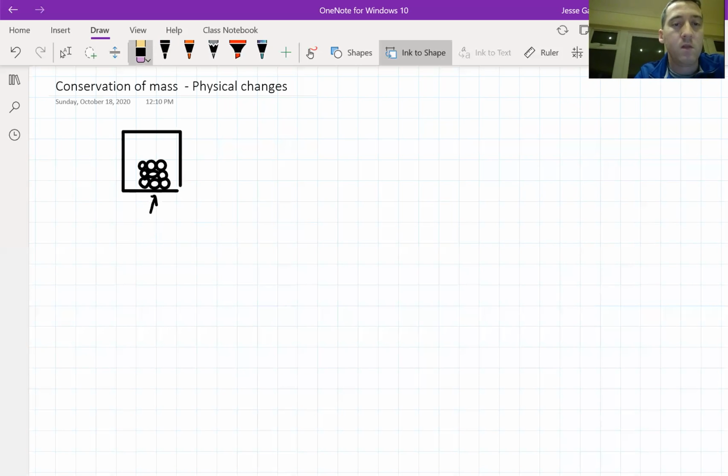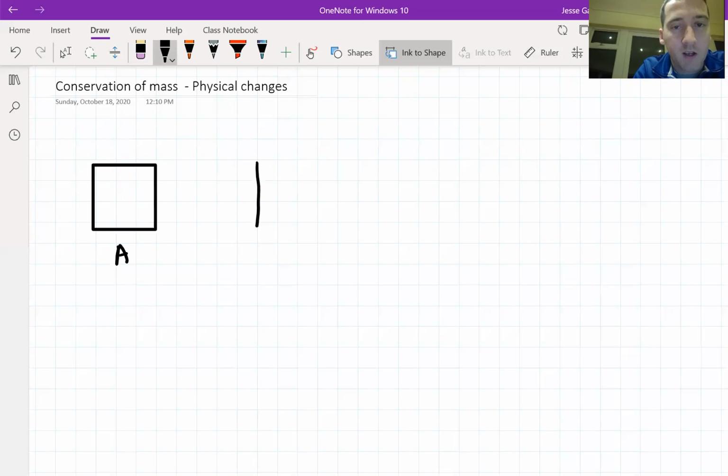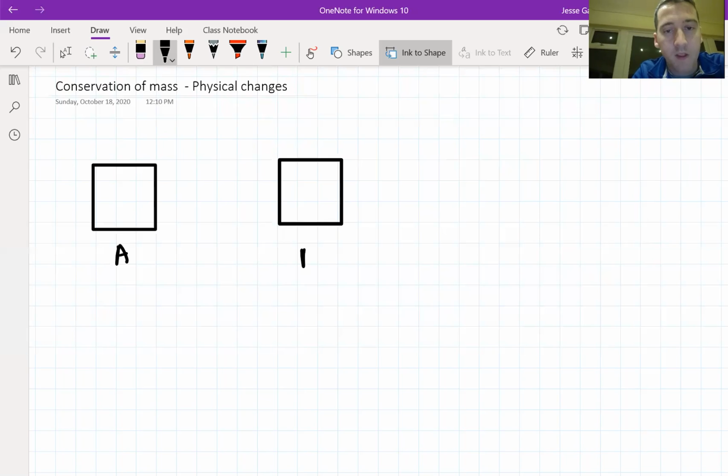Now, if we were to take two boxes, imagine we've got two boxes. This is box A, and this is box B. In this box is some matter. Matter is just anything made of particles. So any substance made of particles we call matter.